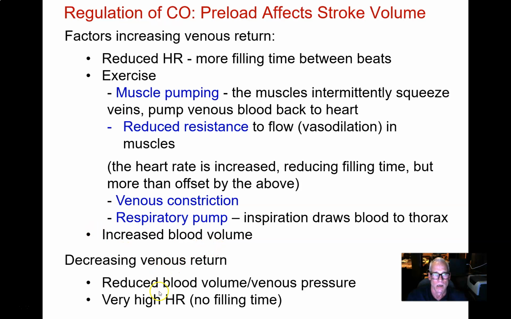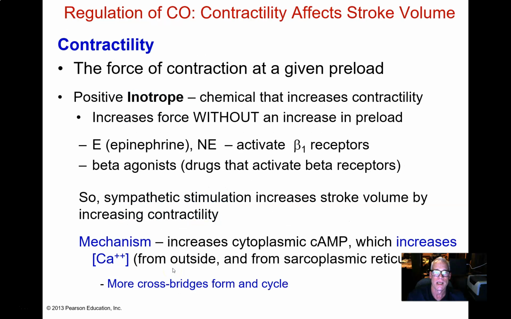Okay. A very, very high heart rate will eventually start to impact venous return negatively, because if it's beating so fast, there's just not enough time for blood to fill the ventricle, and so it's not going to get as much blood out if it can't get as much blood in.